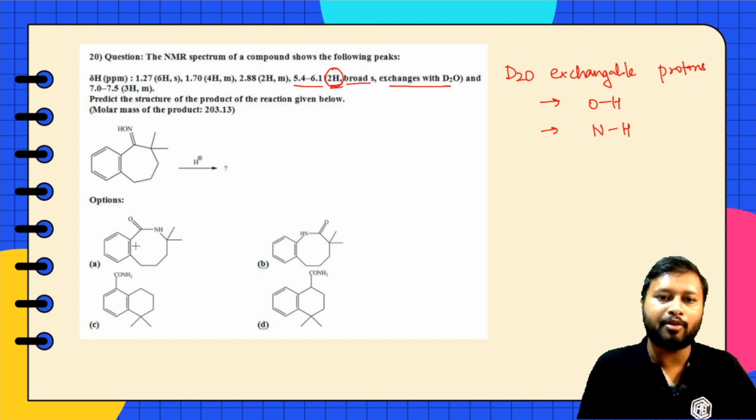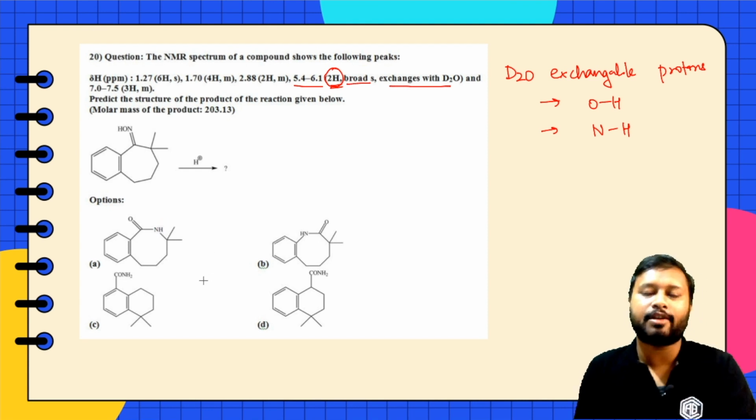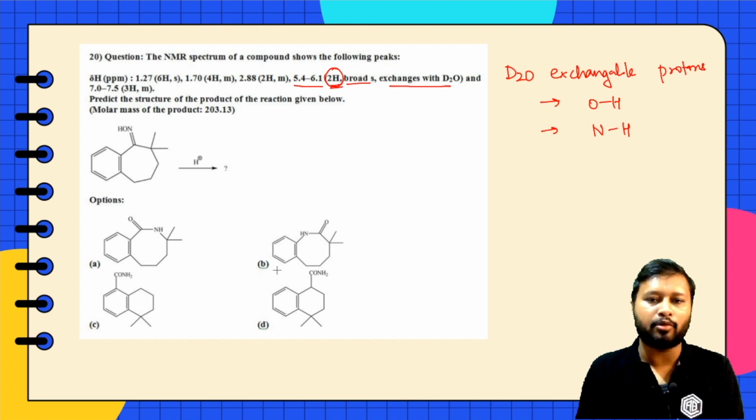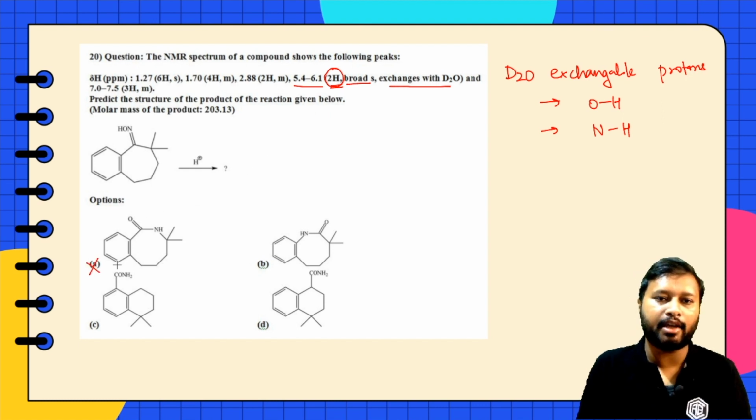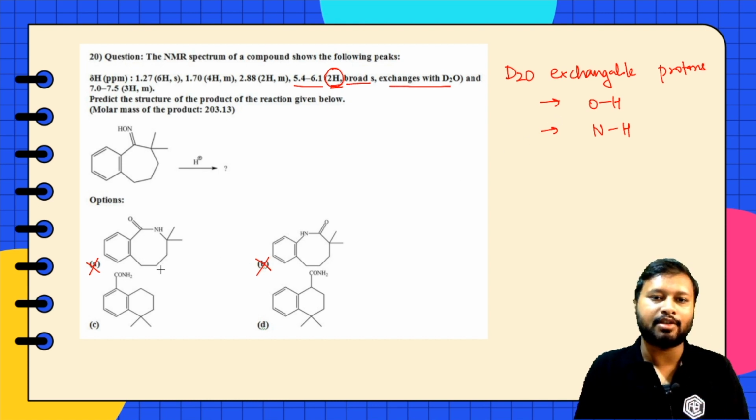Now if you look at option A and option B, in both of them you have just 1 hydrogen on nitrogen. That means the D2O exchangeable should be just 1 hydrogen in both of them. But since the question says 2 hydrogens which are D2O exchangeable, option A and option B you can simply cancel out, because you need 2 D2O exchangeable hydrogens, which is present in option C or option D.